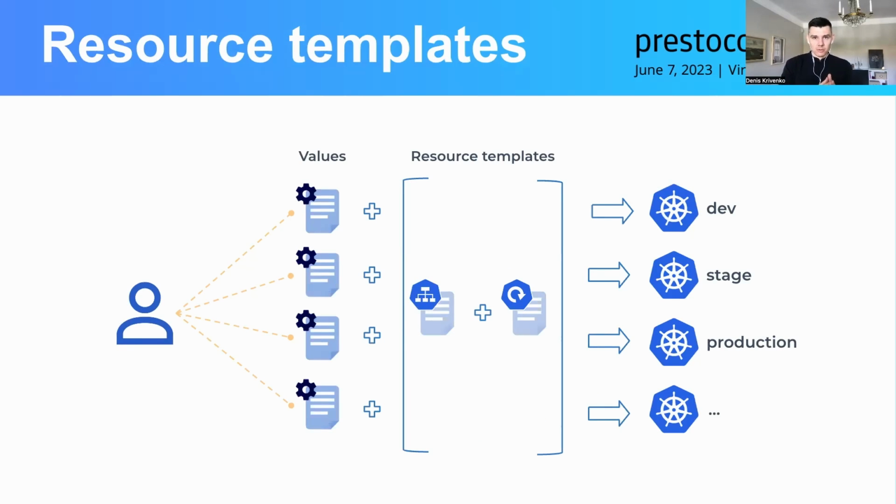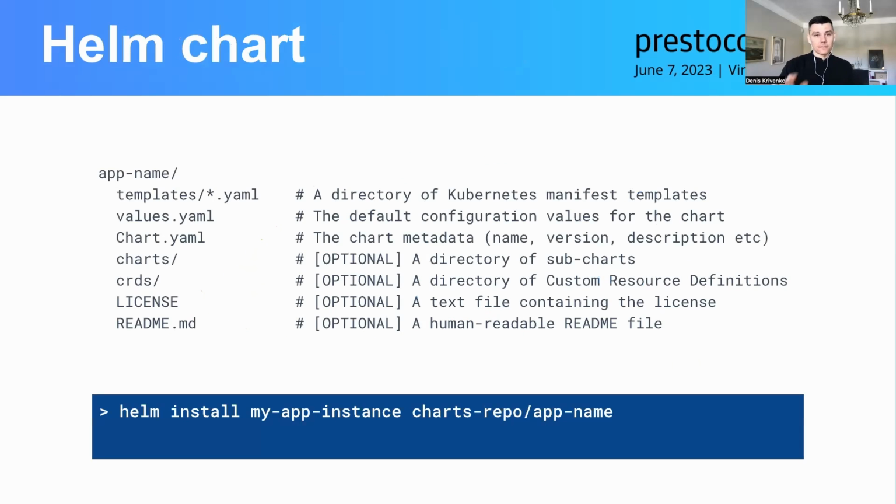Following the DRY principle, don't repeat yourself, we can split resource definitions and property values to have only one version of templated resource definitions and many configs, one config for each environment. Fortunately, we don't need to develop this from scratch, because there is Helm, which is a great implementation of the idea. Helm is a package manager for Kubernetes applications.